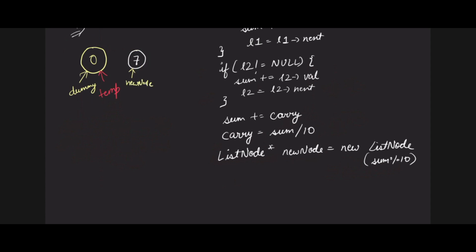Now what we'll do is we'll update temp. In the temp's next, we will keep new node, right? So now our temp was this node, and in its next we are keeping the new node. So now this will point to this, okay? And then we'll move temp forward. So temp will be equals to temp's next, right? So now temp will point to this node, okay? Now this is what we are going to do in our loop, right?